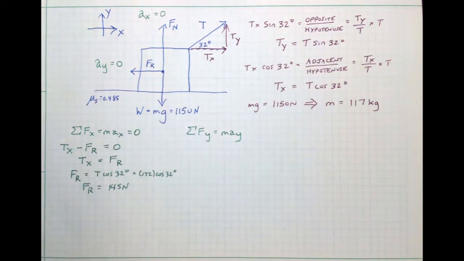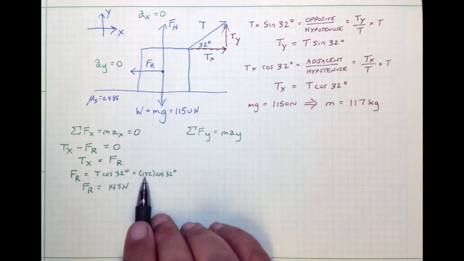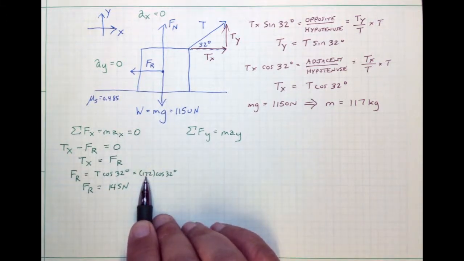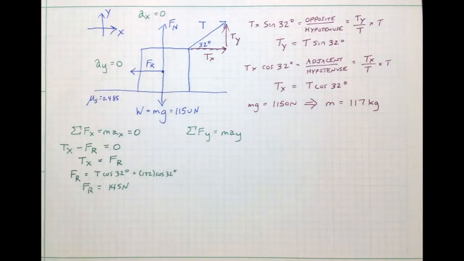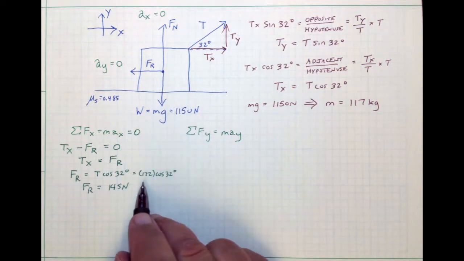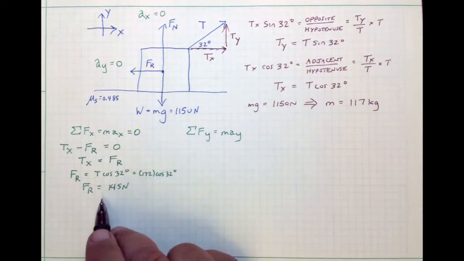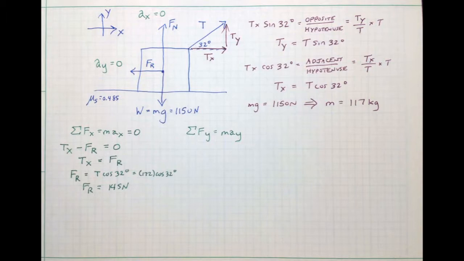Notice, this is the static friction force holding the crate still when we pull with a force of 172 newtons. The static friction force can actually be greater than this. As we increase our pull, the static friction force will also increase in order to keep the crate stationary. What we are asked for in the second part of the problem is to figure out the maximum possible static friction force that the floor can exert to hold the crate still.